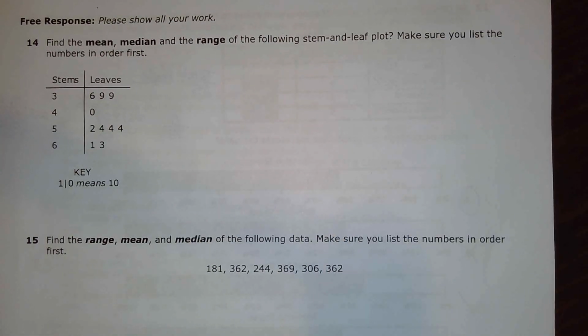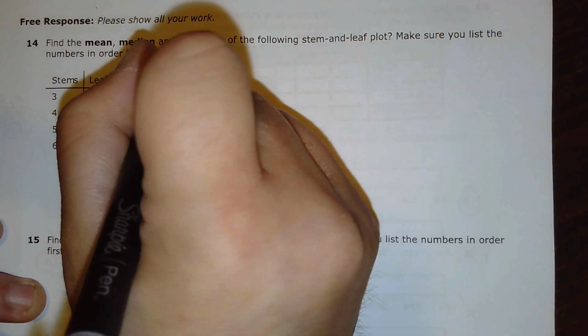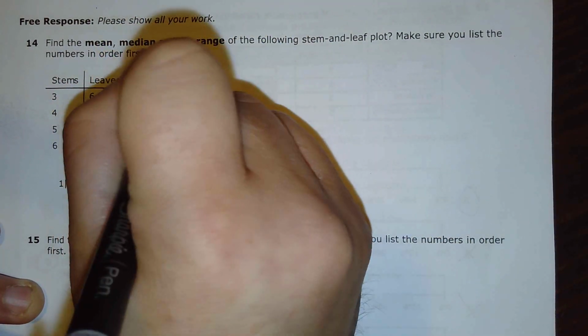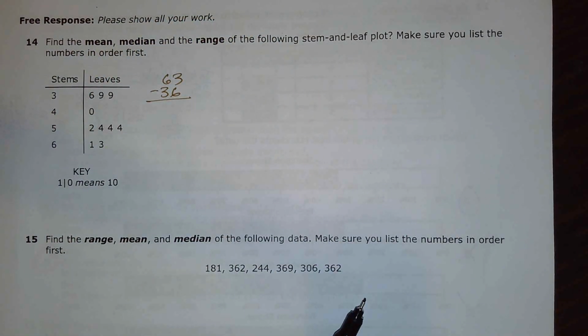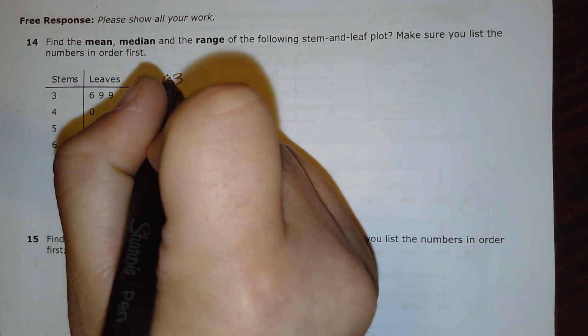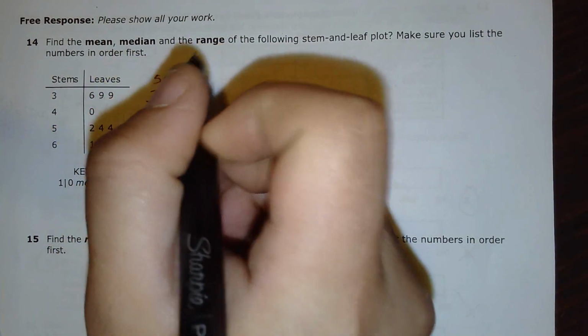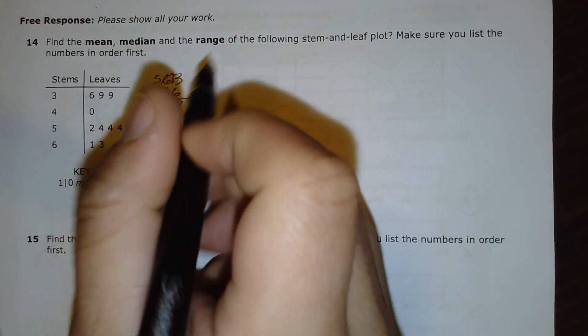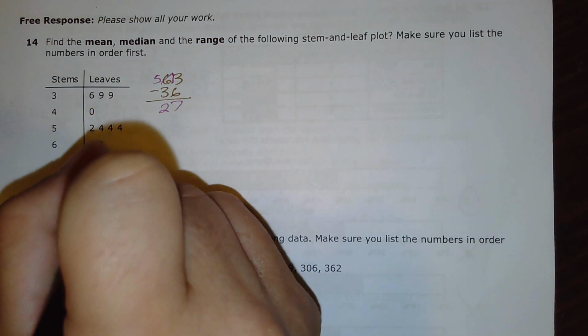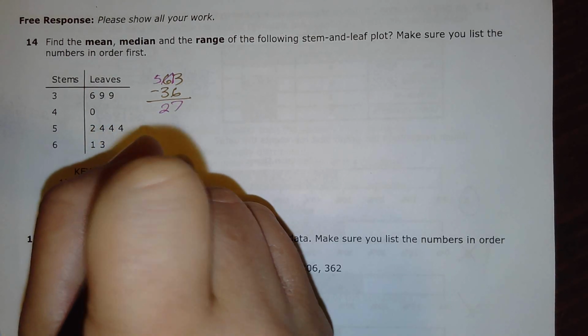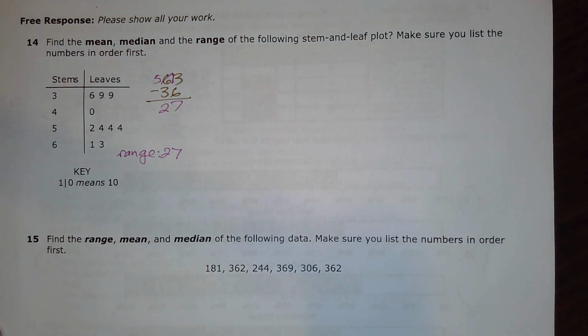Okay, here we go. Mean, median, and range. Okay, range is easy. It's our largest number minus our smallest number. So our largest number here is 63. Smallest number is 36. When we solve this, oh boy, sorry, we should get 7 and 2. So our range, we'll just write it here. Range is 27. Okay, let's find our mean and median.